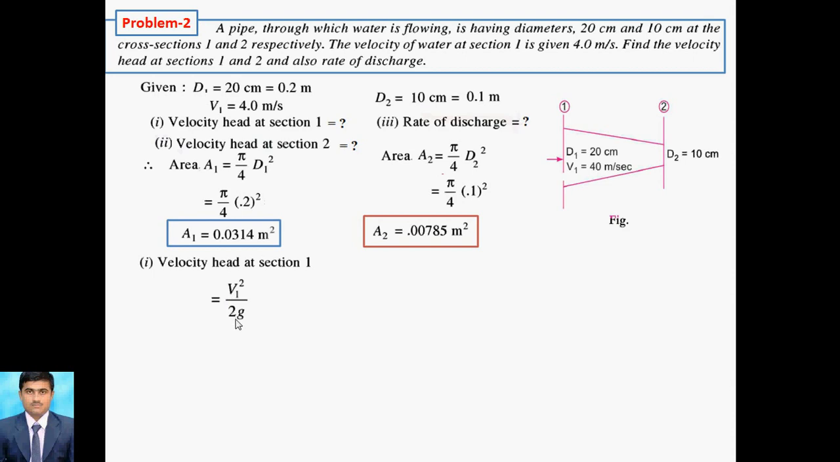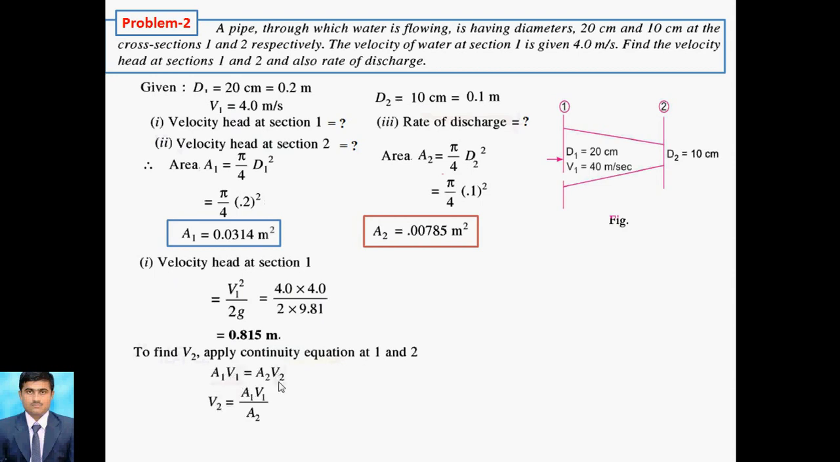Now we know that v1 square by 2g. First of all v1 is 4 meter per second, that's why 4 square, that is 4 into 4, divided by 2 into 9.81, because v1 is already given. So I can calculate the velocity head at 1. Now apply the continuity equation for sections 1 and 2. So A1 v1 is equal to A2 v2. So v2 is equal to A1 v1 upon A2. We put the v1 value and A1 value, 0.0314, the area, and A2 is 0.00785.